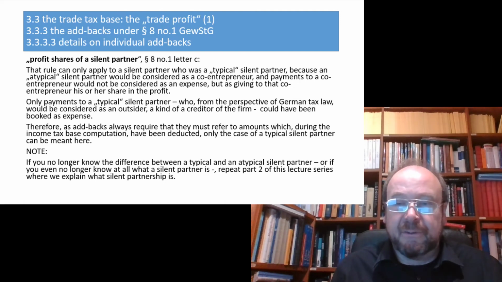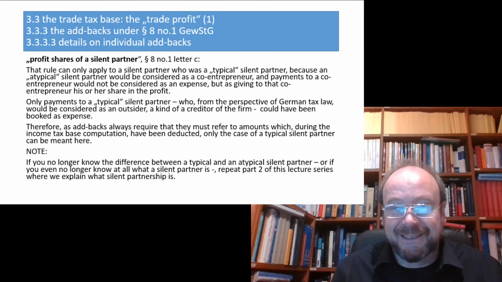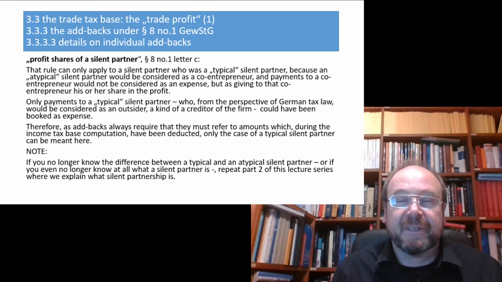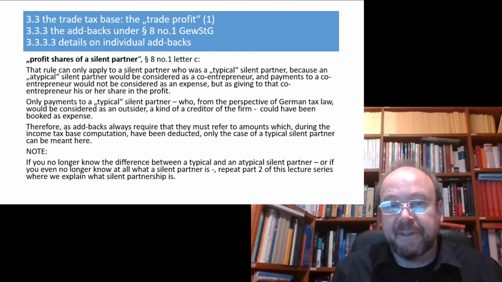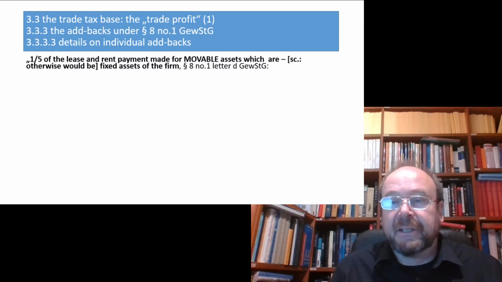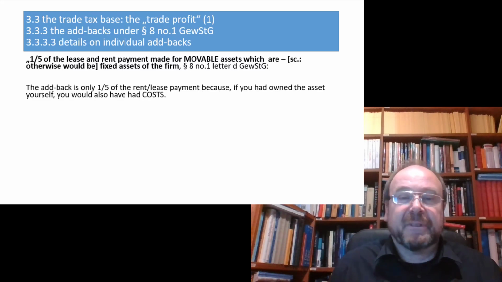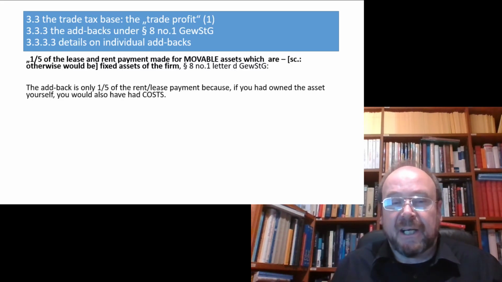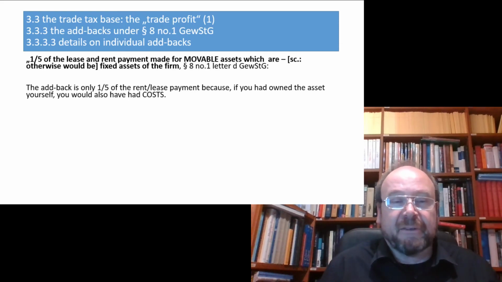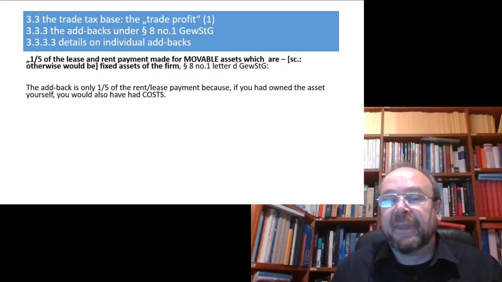Well, and you should know, naturally, a silent partner is not a limited partner of a KG. It's something completely different. Okay. One fifth of the lease and rent payments made for movable assets, which otherwise would be fixed assets of the firm.